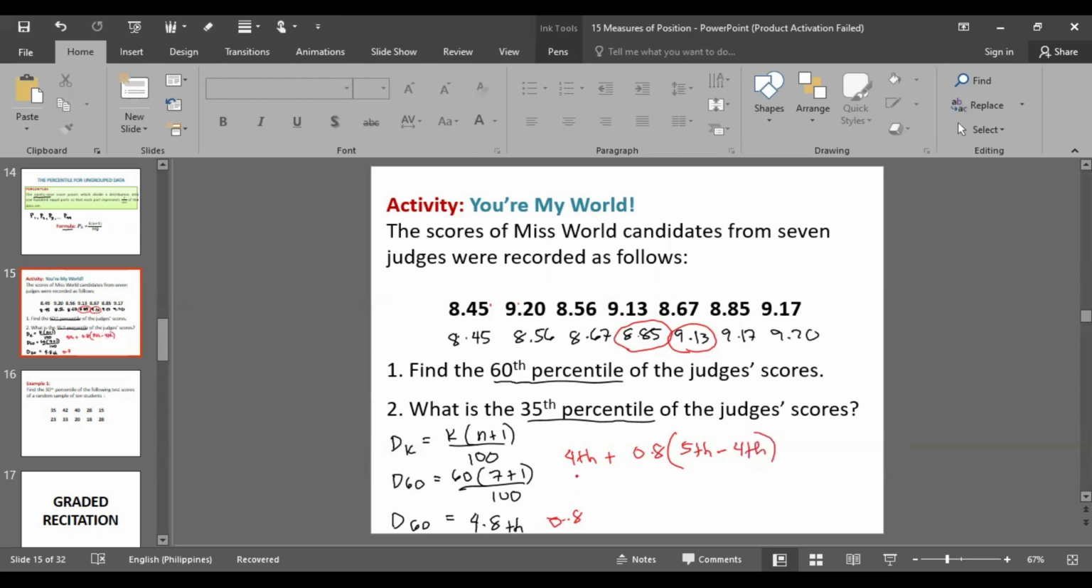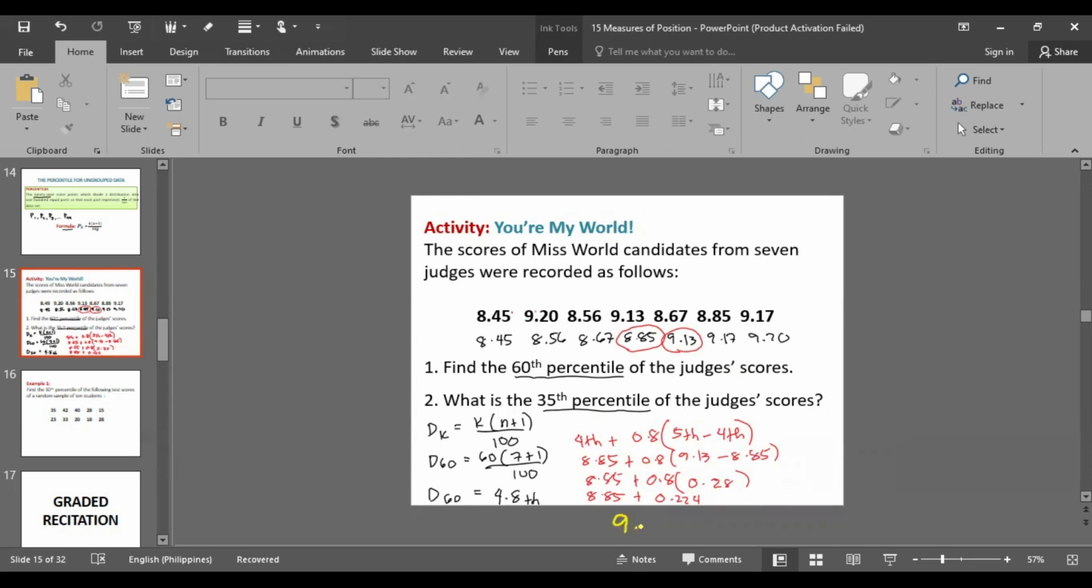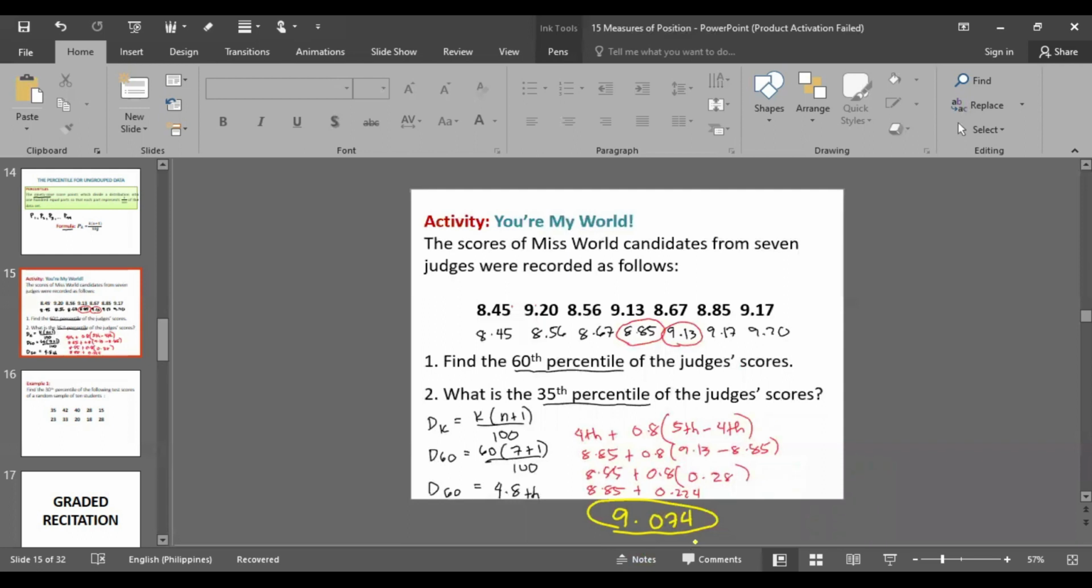So the 4th score point is 8.85, while the 5th score point is 9.13. Subtract it to 8.85. Copy 8.85, copy 0.8. Get the difference of this. It's 0.224. Then get the sum. It's 9.074. So the 60th percentile of this distribution is 9.074. That's it for number 1.